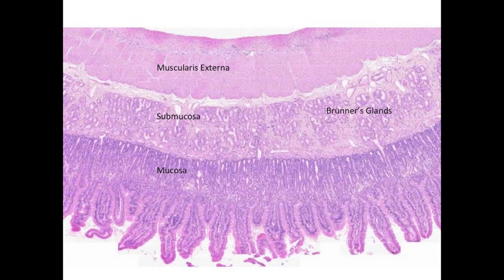Brunner's glands, which are only seen in the duodenum, secrete a bicarbonate-rich solution with a high pH that neutralizes the acidic chyme as it enters the duodenum. These secretions also bring the intestinal contents to the optimal pH for pancreatic enzymes.